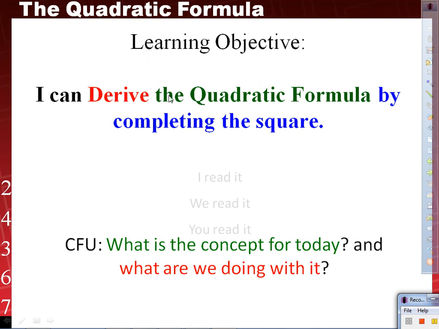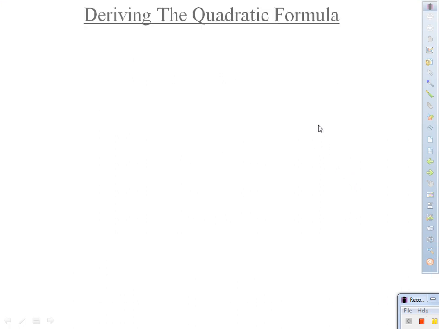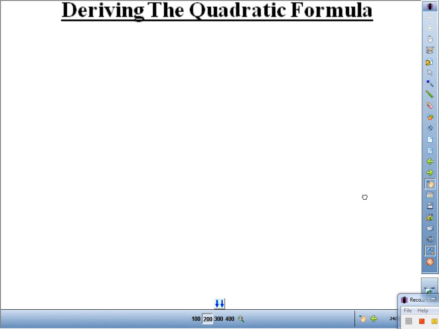So I can derive the quadratic formula by completing the square. Now, completing the square is a process that we used in last night's homework. Hopefully, you used completing the square for one of those solving quadratic equations. Is that correct? Okay, good. We don't need a warm-up, we're going to get started right away. So I want you to write: Deriving the quadratic formula.